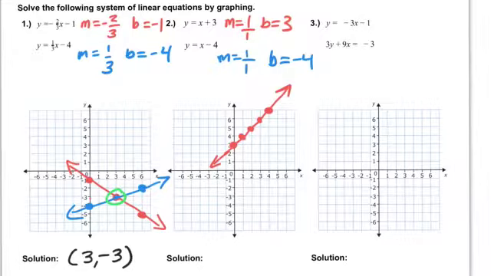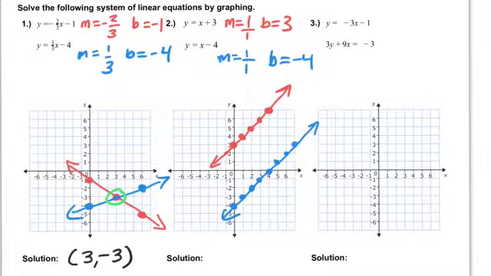If we graph this second line, we start with our negative 4 y-intercept, right here, and our slope of 1 over 1 tells us to go up 1 and right 1, again and again. We can continue with that pattern to get the graph of the equation y equals x minus 4.